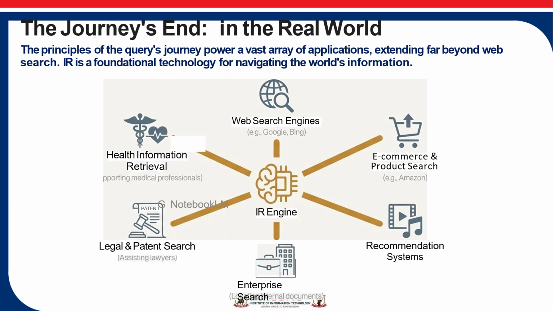Then they present the dishes to you, putting the most delicious ones front and center, that is ranking. And if you tell them a dish is too salty, they adjust the next one perfectly, that is user feedback.